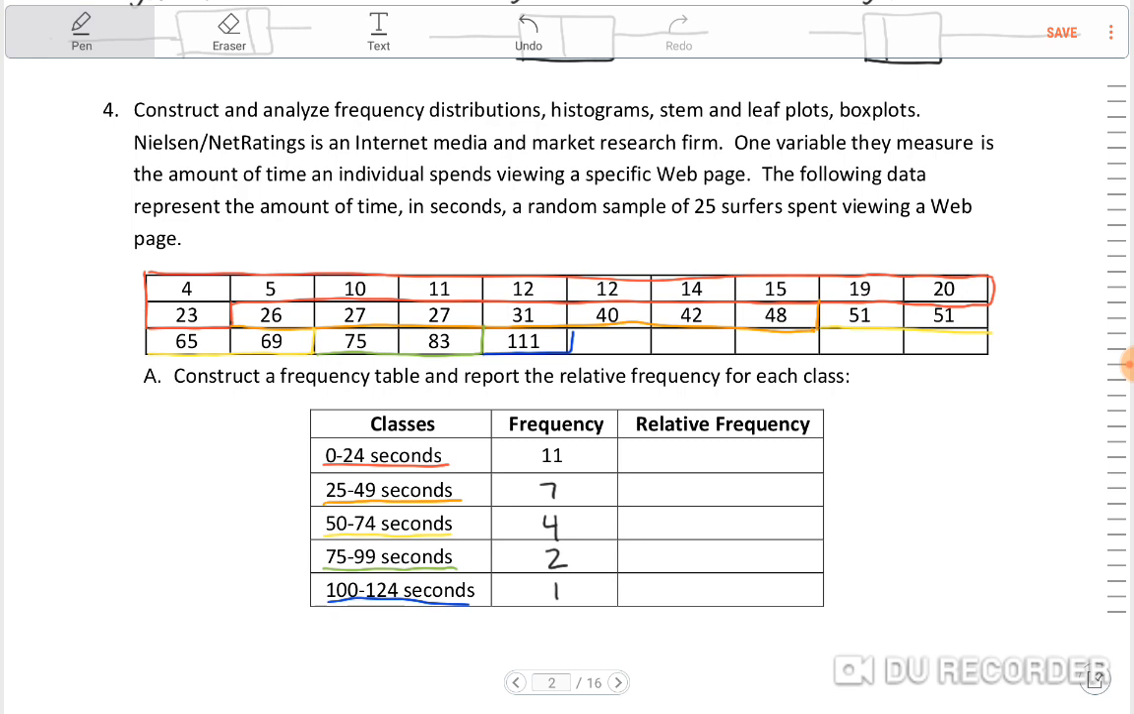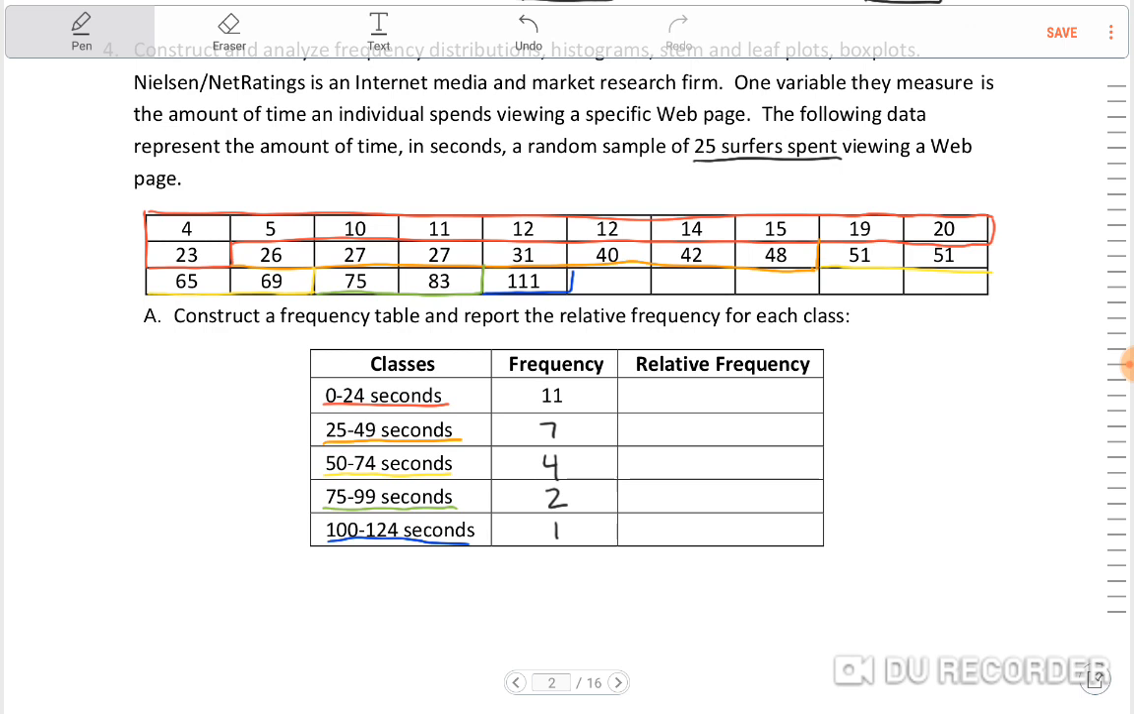Our frequencies should add up to the total number of people here, and it says a random sample of 25 surfers. So if I add up all my frequencies, they should total 25. And they do, so the sum of the frequencies is 25.